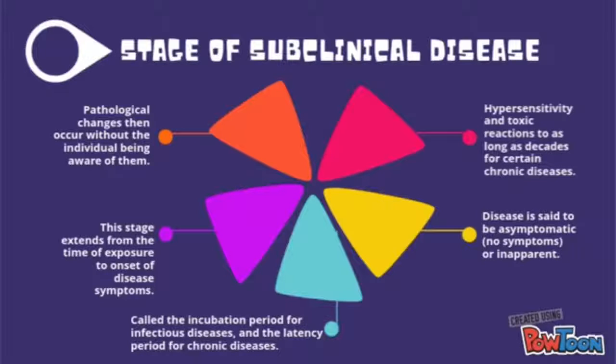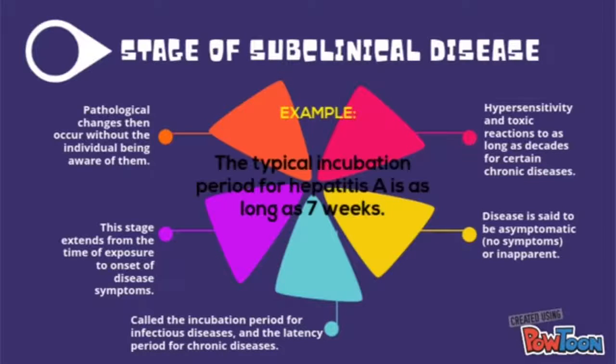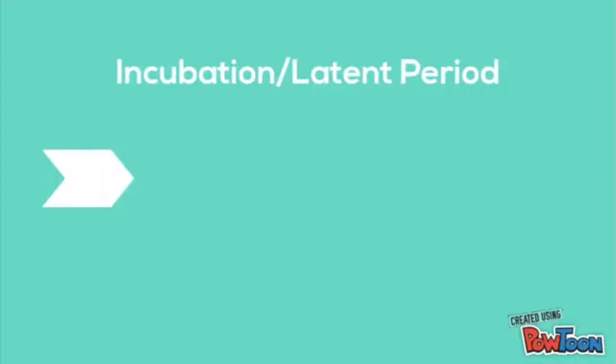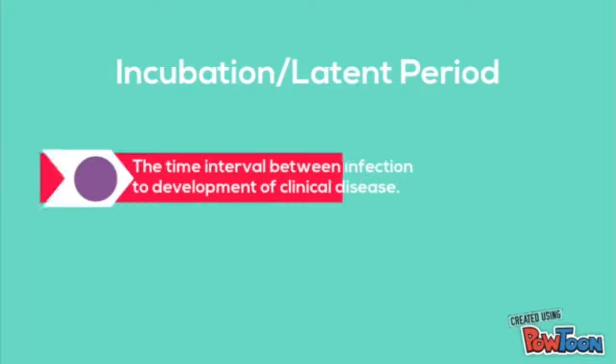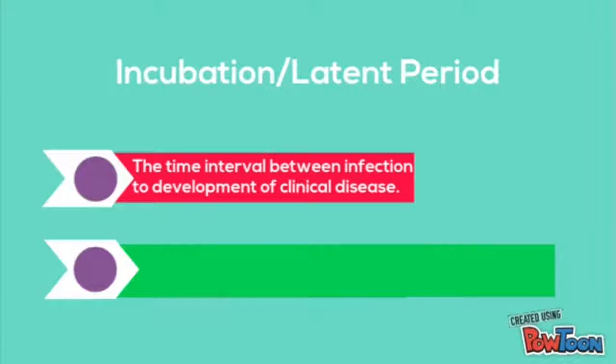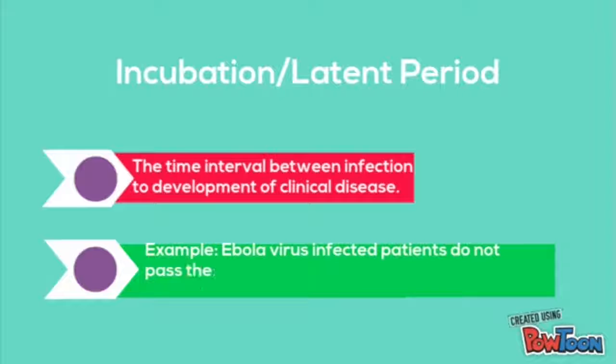It ranges from hypersensitivity and toxic reactions to as long as decades for certain chronic diseases. For example, the typical incubation period for hepatitis A is as long as 7 weeks. Incubation or latent period: the time interval between infection and development of clinical disease. For example, Ebola virus infected patients do not pass the virus on to others during the incubation period.